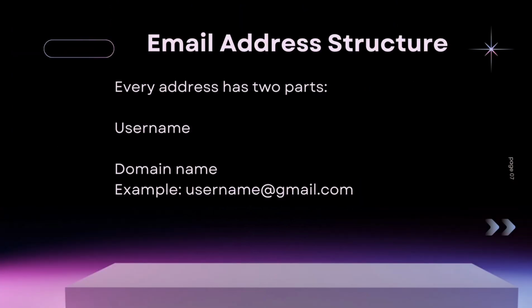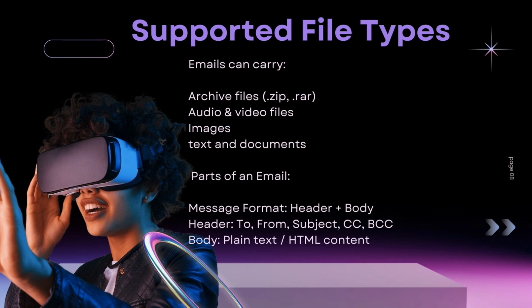Now, if we talk about the email address structure, it has two parts. First is the username and the second is the domain name. For example, in username@gmail.com, username is the user's ID and gmail.com is the domain name. Emails can carry various file types as attachments such as archive files, audio and video files, images and text or document files.